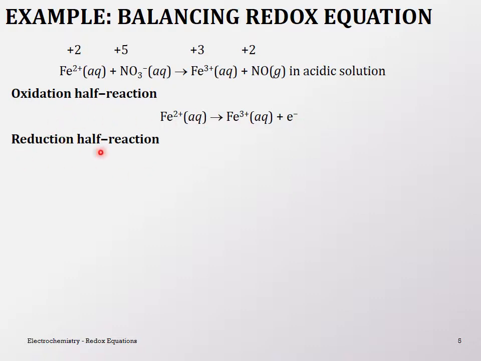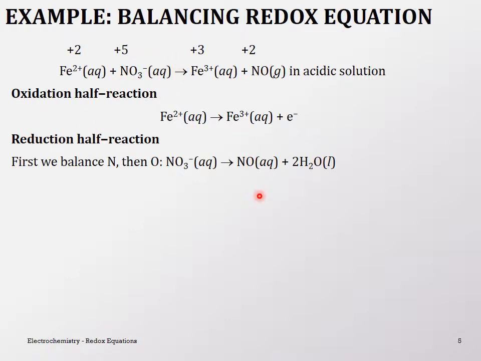Then let's look at the reduction half equation. The reduction half reaction is the nitrate going to nitrogen monoxide. So that's how we start. The first thing we have to do is balance the nitrogen, which luckily for us is already balanced. Then we balance the oxygen. And the way you balance the oxygen is by adding water. So we have 3 oxygens over here, and now we have a total of 3 oxygens here also. So you added 2 molecules of water on the right hand side.